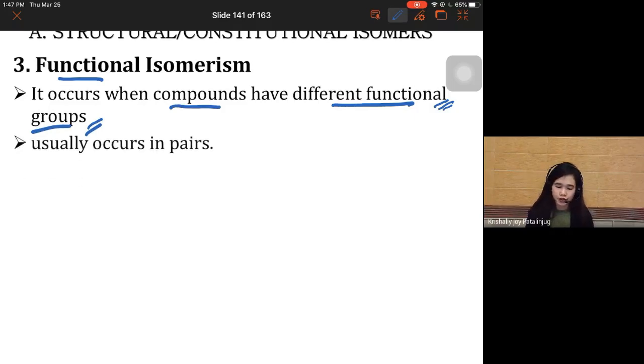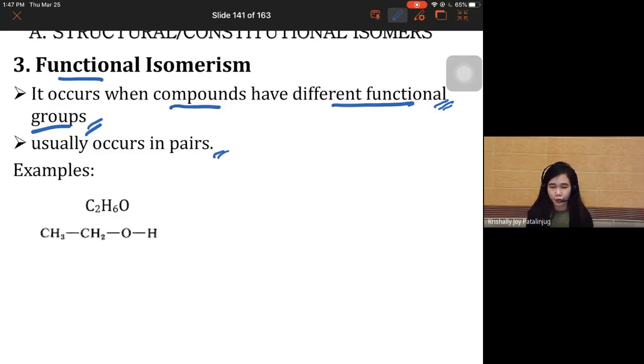So usually this occurs in pairs, but not all. But sa functional isomerism, they usually occur in pairs. So say for example, the formula is C2H6O. This could have a structure of alcohol. This is alcohol kapag may OH. So that is one of the structures nga pwede nato ma-produce with this formula C2H6O: dalawa yung carbon, anim yung hydrogen, isang oxygen.